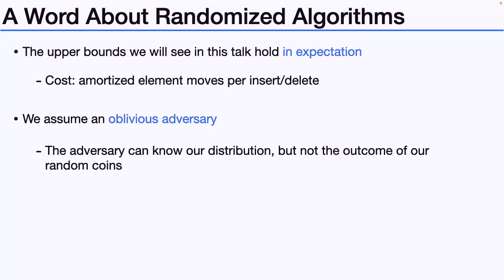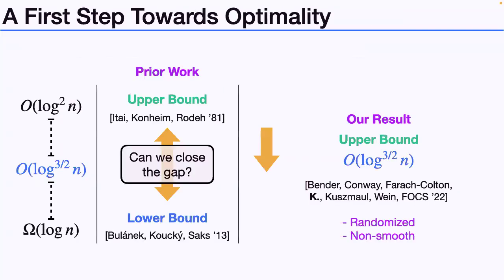All right, so I think I was here. This is just to say we assume an adversary can know the distribution of our data structure, but they don't know the random coins, meaning they don't know the state of the data structure in a fixed instance. All right, so given that, we prove this log to the 3 halves upper bound, which is necessarily a randomized and non-smooth algorithm.